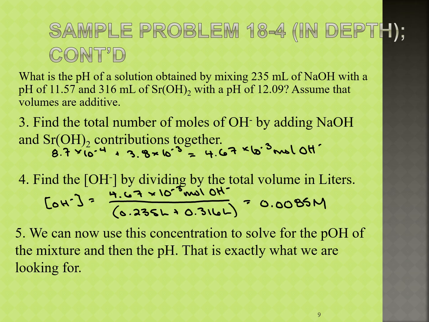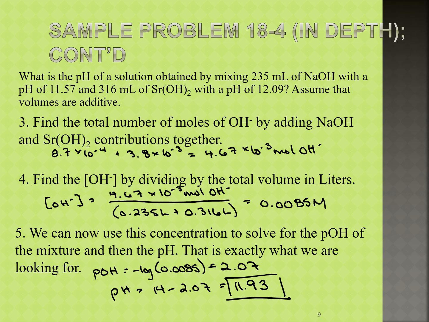Finally, we can use this to solve for the pOH and then the pH, which is what we wanted in the very end. So the pOH is the negative log of the OH concentration, which is our 0.0085, which is going to be 2.07. So the pH is 14 minus that, and that's going to equal 11.93. Woo, we finally got there.